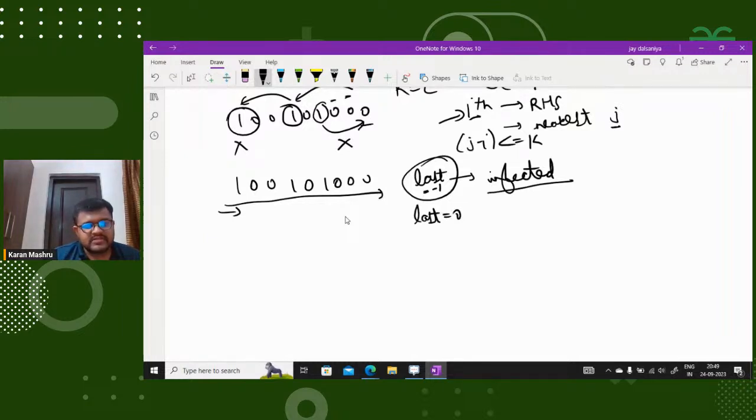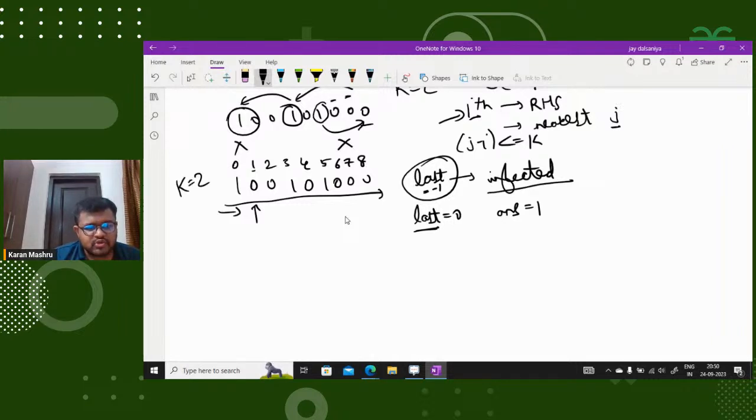Because this is 0 index, 1 index, 2 index, 3 index, 4 index, 5, 6, 7 and 8, and this person is infected, so my answer will become 1. Okay, now I'll move to this index. Now this person is not infected, so I'll see whether the distance between this person and the last infected person is less than equal to k.